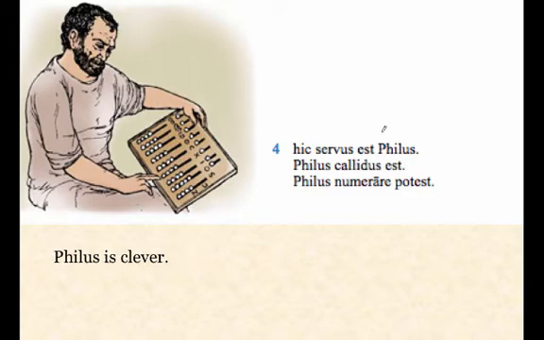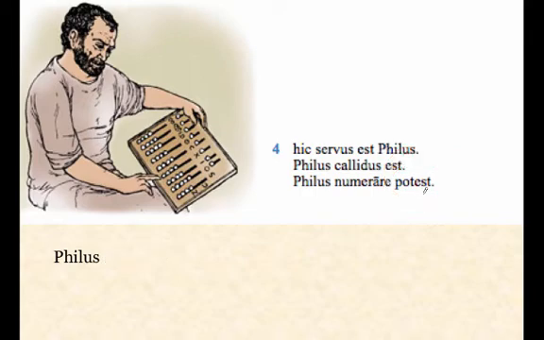Philus is clever. Look, Latin one, look, here it is, new Latin. This is why we learned it last week. We now have the irregular verb potest, to be able. If you don't remember the forms, go back and review from my tutorial video. Potest means can.